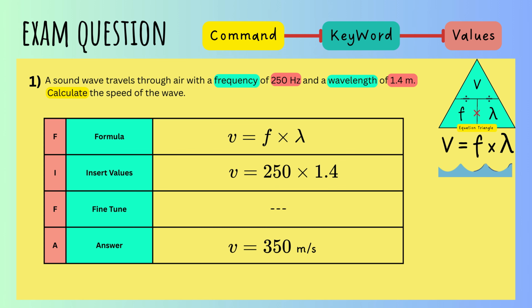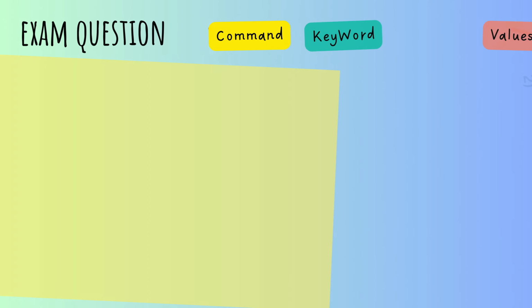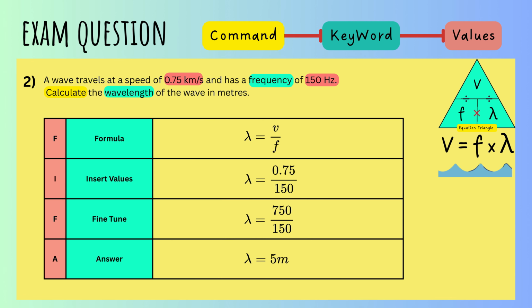Let's try something a little bit harder. This one is decidedly more difficult. A wave travels at a speed of 0.75 kilometers per second and has a frequency of 150 Hertz. Calculate the wavelength of the wave in meters. This time we need to rearrange the equation to make wavelength the focus. So in your formula box, that really should be velocity divided by frequency.